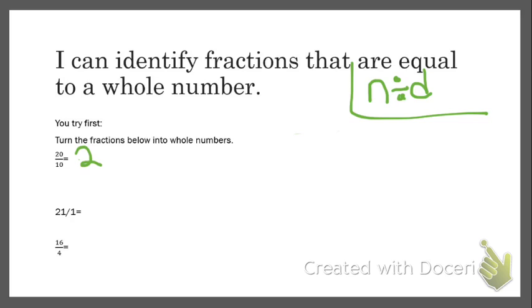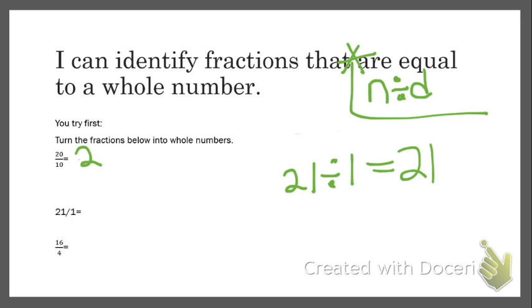21 over 1. Go ahead, pause the video, and see if you can use the numerator divided by denominator setup up here to figure out what whole number that is in disguise. Okay, hopefully you're done now. If not, again, pause the video. 21 divided by 1. Okay, and I know this because this is my numerator, this is my denominator. So 21 divided by 1 is going to be 21.